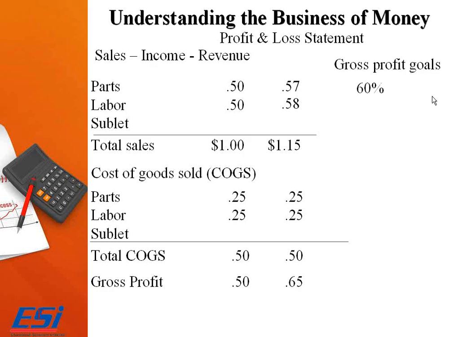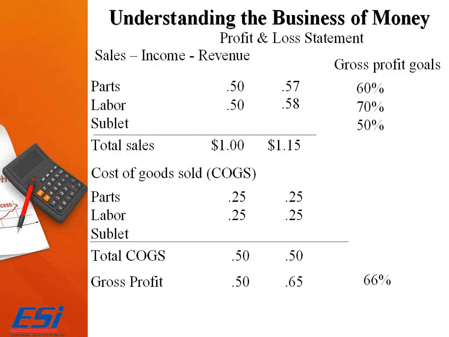Our gross profit goals should be 60% on parts. That means for every $1 worth of parts I sell, I want to keep 60 cents of that to pay my bills. My gross profit on labor, I want to keep 70 cents for every $1 of labor I sell, and I want to keep 50 cents for every sublet dollar I sell. These are our goals. My total ticket goal is 66%. So that means out of every $1 I sell, I want to try to keep 66 cents to pay my bills. It can be done.